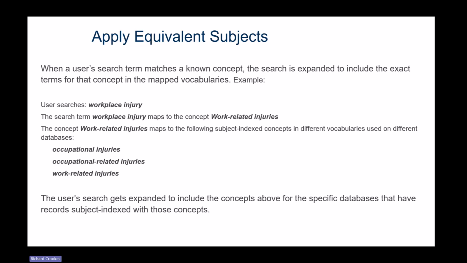So with that concept in mind, we have a team at EBSCO who've identified subject headings from the CINAHL database which would relate to the concept of work-related injuries. So instead of just bringing back results based on workplace injury, you are also going to retrieve results that have been indexed with occupational injuries, occupational-related injuries, and work-related injuries. So it's expanding to bring back results based on the indexing content, but that relates to a concept which in turn has been mapped from your original search.